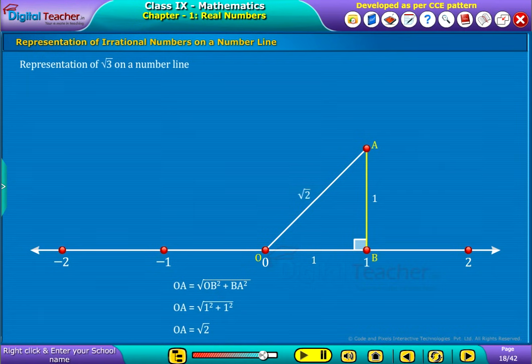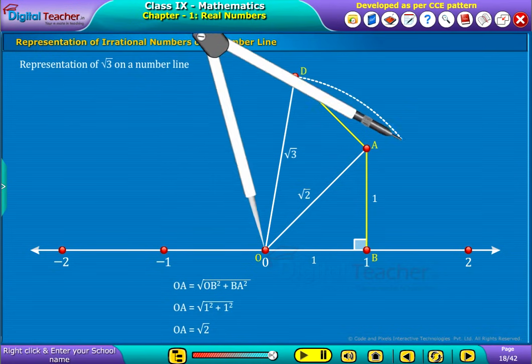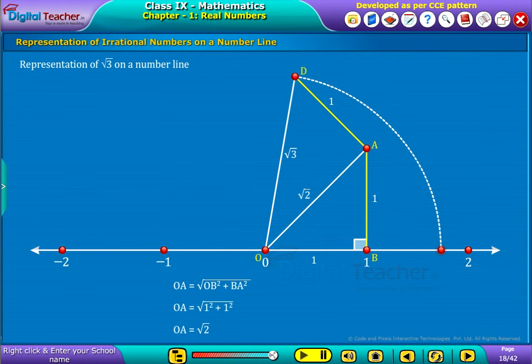Now, draw the perpendicular line to OA of unit length and mark it as D. Now, join OD. Then take OD as radius, that is length of root 3, and construct a circle such that it meets the number line and mark the intersecting point C. So, the OC is also a radius of the circle, which is the representation of root 3.